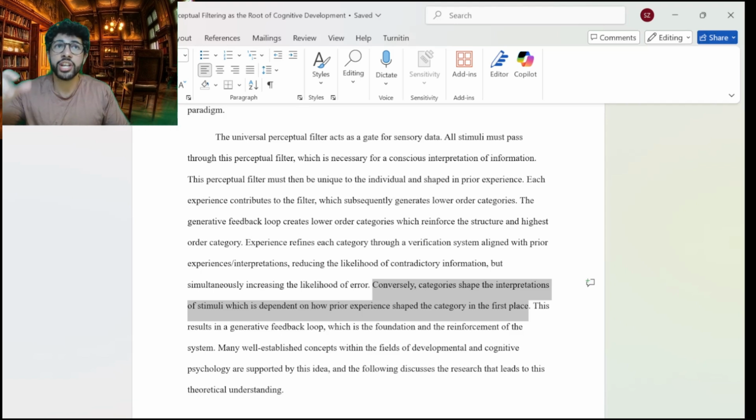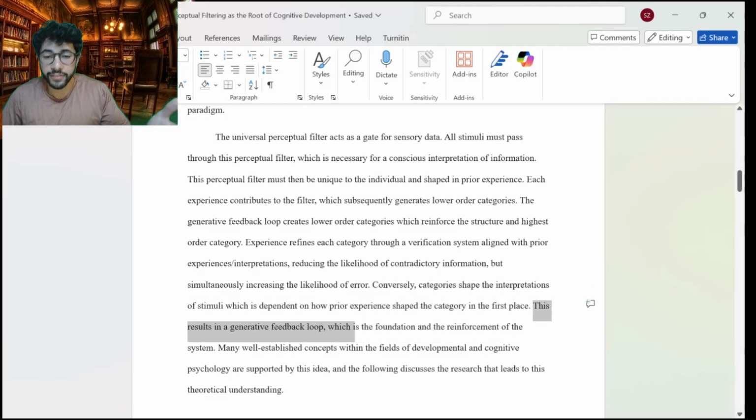So this is what I mean. The categories shape the interpretation, and the prior experience shapes the category. So it goes in a complete loop, and it actually results in a generative feedback loop. Also, that example is not entirely realistic, but that is how it works for the most part. If you're unfamiliar with the field, I suppose if you're watching this, you would know that that's how it works. So I'm not too concerned about that.